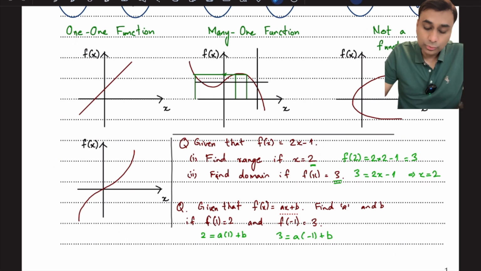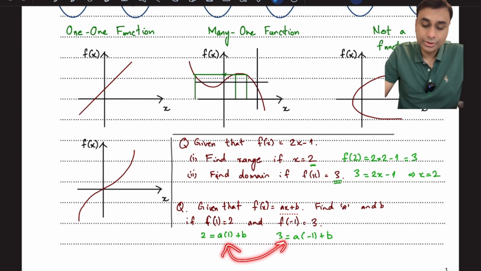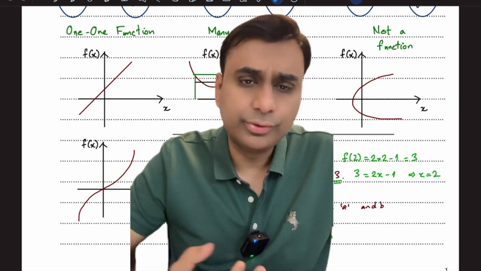Sometimes you could be given an unknown function, you have unknown constants involved over here, but you know that f(1) is equal to 2. This notation means that when domain is 1, the range is 2. So you can put 2 in place of range and 1 in place of domain. And similarly, if f(-1) is 3, you can put -1 in place of domain and 3 in place of range. So you get yourself two simultaneous equations, you can solve these together and you can get yourself the values of a and b.